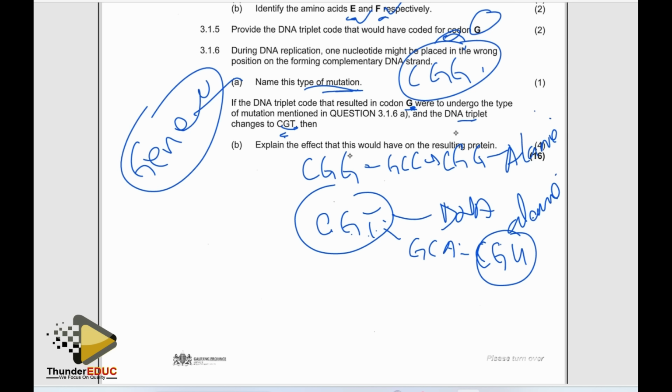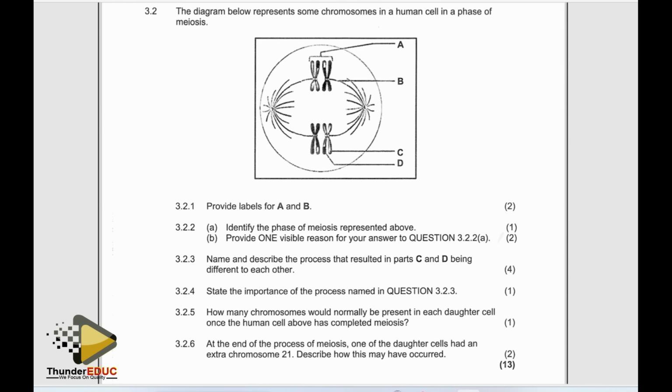So how do you explain? Explain the effect that this would have on the resulting protein. So this changed to this, of which both code for the same amino acid. You mention the amino acid. You tell us that this changed to this, of which they code for the same amino acid, alanine. Therefore, this will have no effect on the resultant protein. The protein will remain the same because the amino acids are the same. I told you about that.